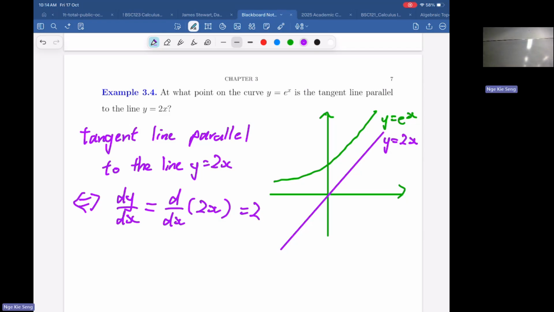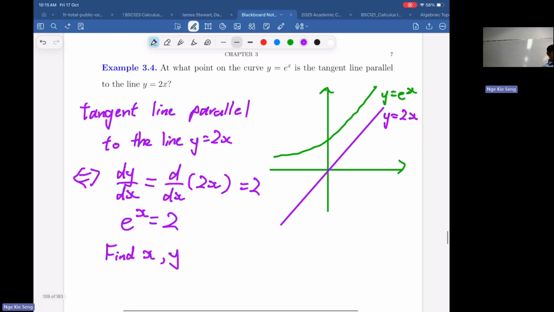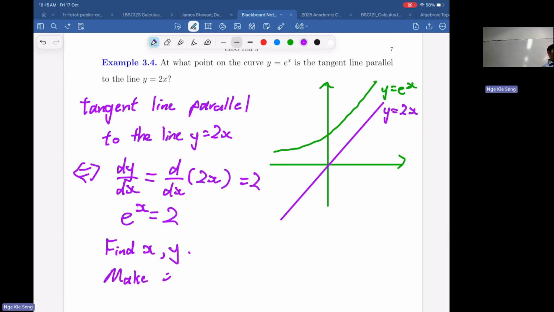And then do you know how to make the line? You need to find the x that satisfies e^x equals 2. You find x and then you find y, and then make the tangent line. Any question? We made the tangent line before, so we won't repeat it again. So try and do it yourself. Or do you still have a question on how to make a tangent line?